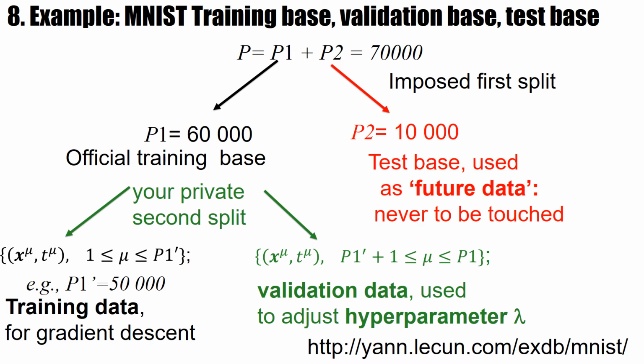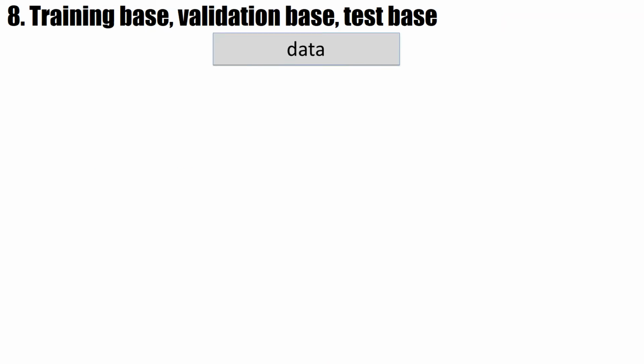So at the very beginning, Yann LeCun put aside 10,000 data points as a test base that is really future data that you never touch. And you are only given 60,000 data points, which form the official training base. And now, you do your private second split into training data and validation data. And this is how we do it in practice.